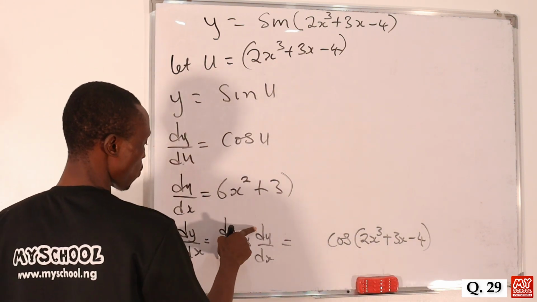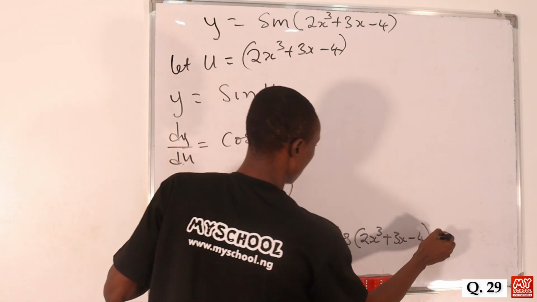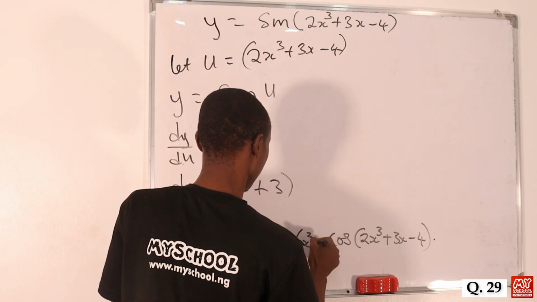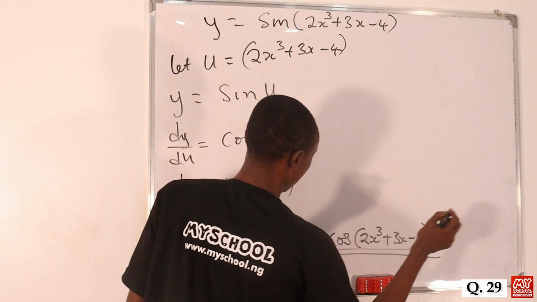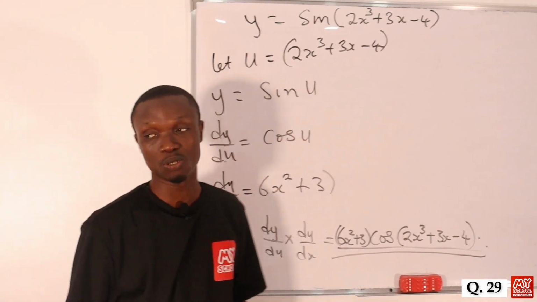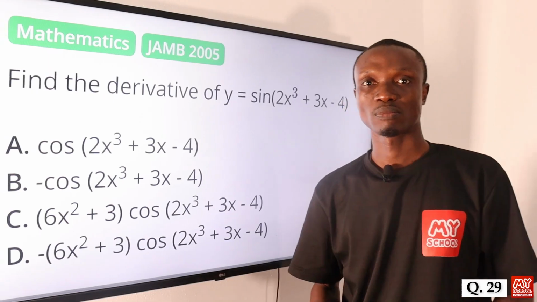Now our du/dx is equal to 6x squared plus 3. So let's bring it here, or we can even put it behind. So here we'll be having (6x squared plus 3), still in bracket. This is the answer to this question. So let's return back to the screen to pick the correct answer, and that is option C.